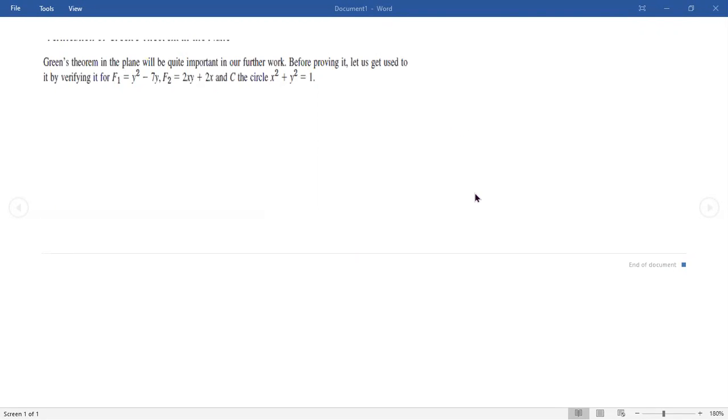We are going to verify Green's theorem where f1 is equal to y squared minus 7y, and f2 is equal to 2xy plus 2x, for the circle x squared plus y squared equals 1. Try and attempt that, then we look at its solution.